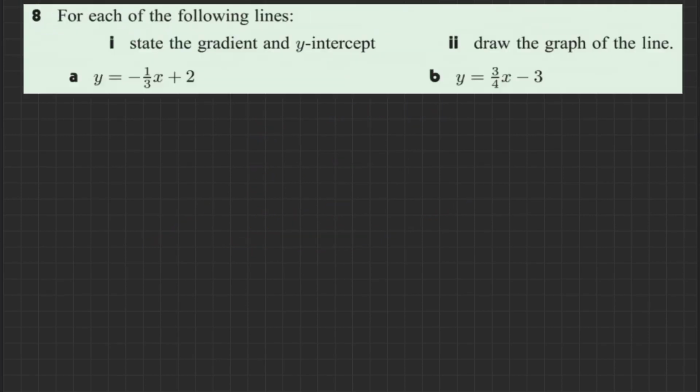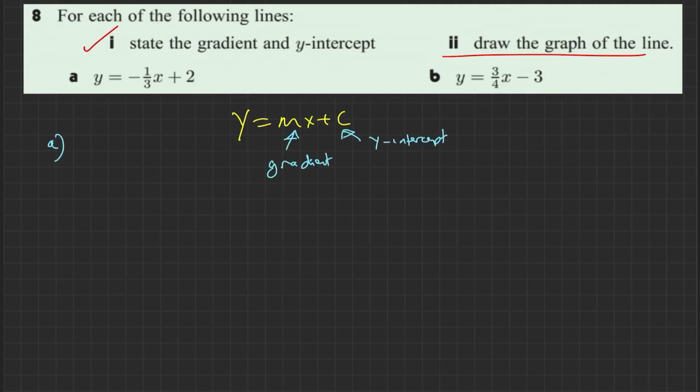Question 8. For each of the following lines, state the gradient and the y-intercept. Draw the graph of the line. Now you can do that on a separate piece of paper. However, I would like you to comment on this part in the section below. Okay, so remember, y is equal to mx plus c. C is my y-intercept, and m is the gradient.